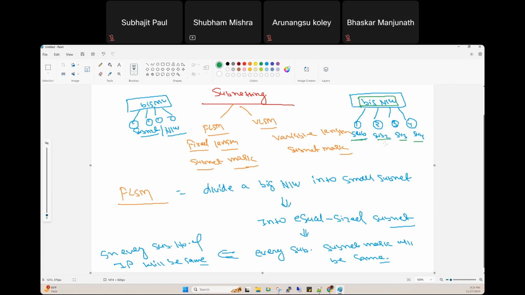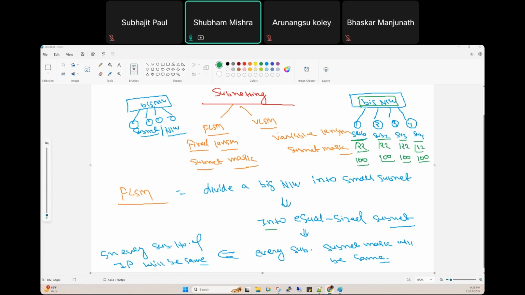Now, in FLSM, we divide it into equal sizes. For example, this is subnet 1, and I'm just giving you an example: the subnet mask of this network is /22. So for this network also /22, and /22, /22. The subnet mask is the same. Even if, for example, in this subnet the number of usable IP addresses is 100, then in this network also 100, 100, 100. That is called FLSM. Is this clear to all of you?